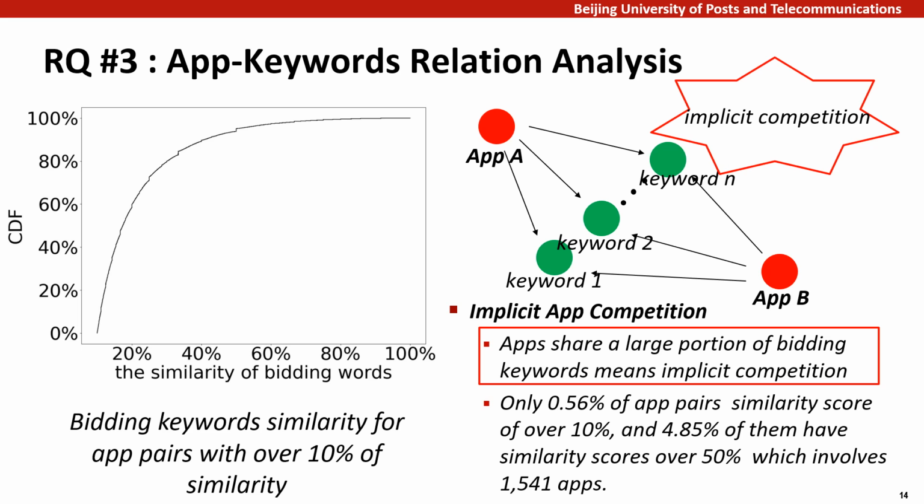Only 0.56% of app pairs have a similarity score over 10%. This figure shows the overall distribution for the app pairs with over 10% similarity. Only 4.85% of them have a similarity score over 50%, which involves a total of 1,541 apps.